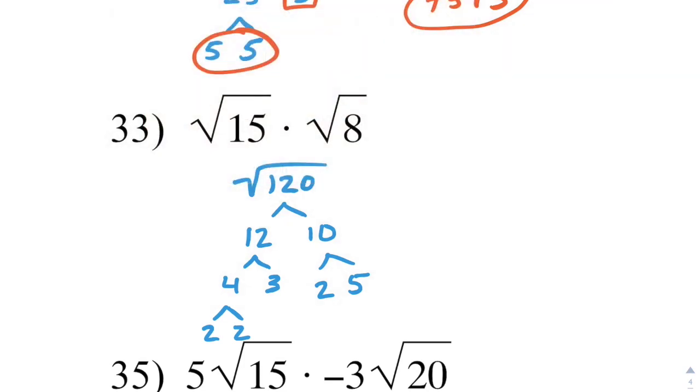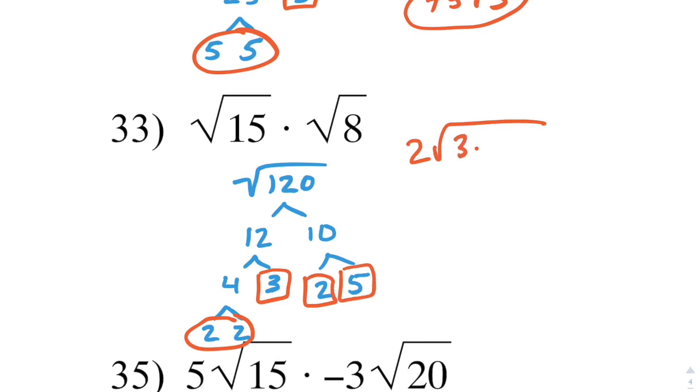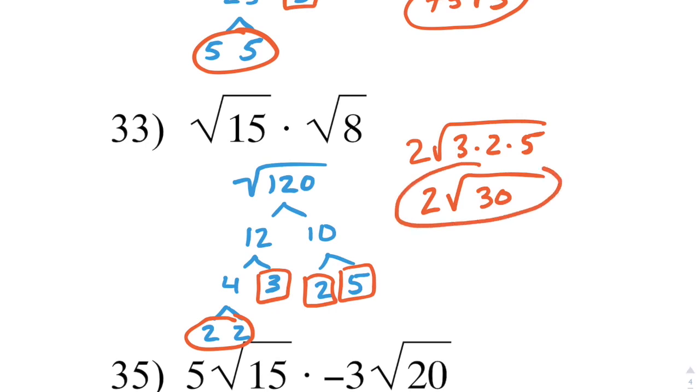You know what I do have? I have a group of 2's. So that comes out of the radical. But what's left over? We have a lot. We have a 3, we have a 2, and we have a 5. That's what's left over. So the only thing that came out was a 2, or the square root of 4. And it looks like I have 3 times 2 is 6 times 5 is 30. So we are left with the simplest thing, which is 2 square roots of 30. And that's okay.